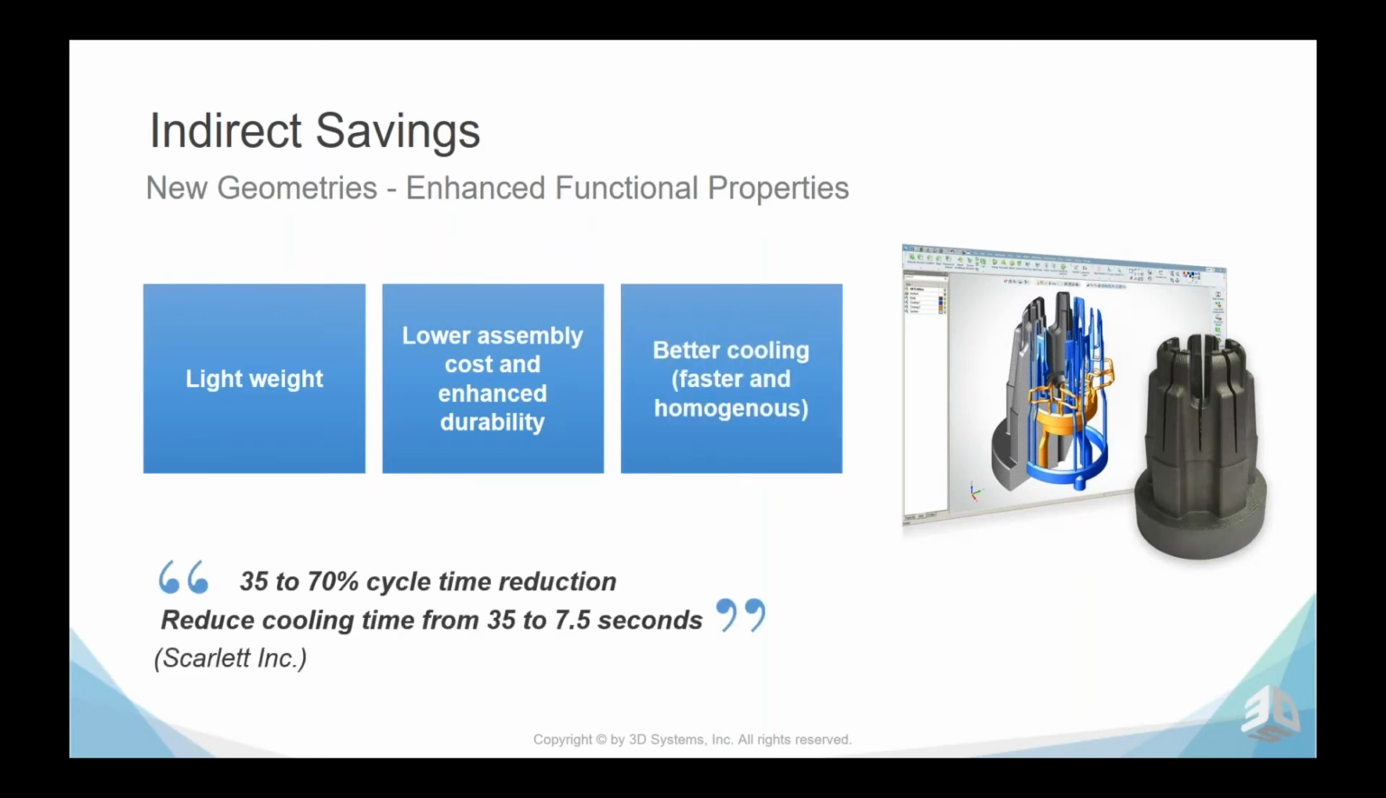Or for this example with one of our customers, Scarlett, when they are talking about 35 to 70% cycle time reduction, or reduce cooling time from 35 to 7.5 seconds, they refer to savings achieved in the production workflow. Savings achieved because of the fast and more uniform cooling, which is the result of using conformal cooling channels in their production molds. The geometry of these conformal cooling channels can be created only through the use of 3D printing.